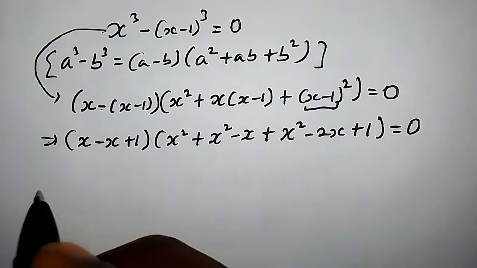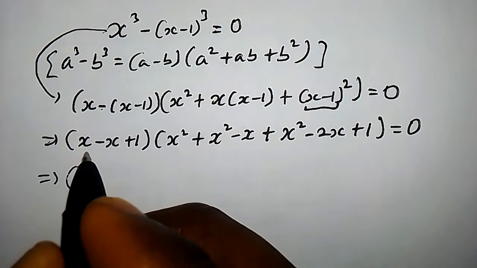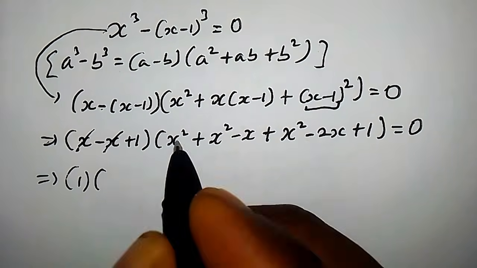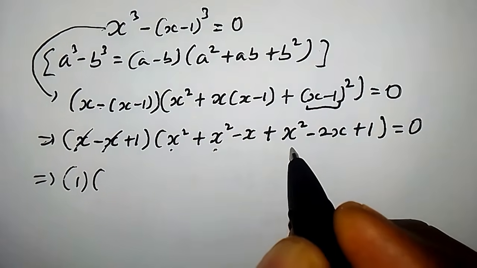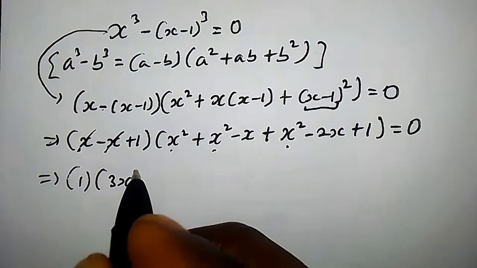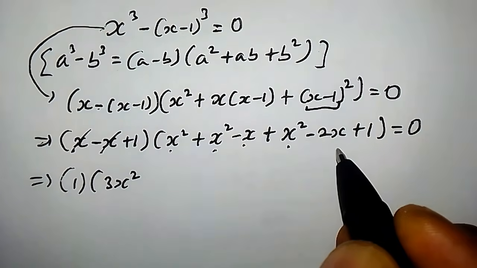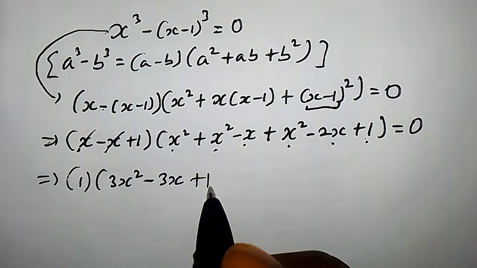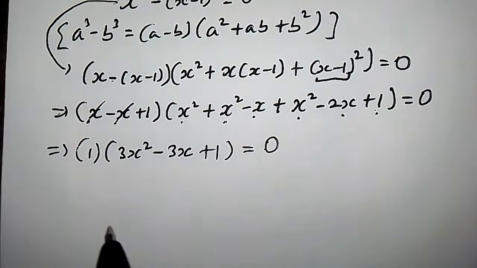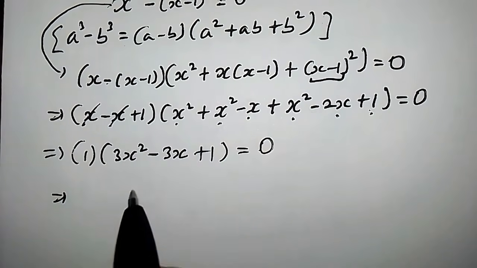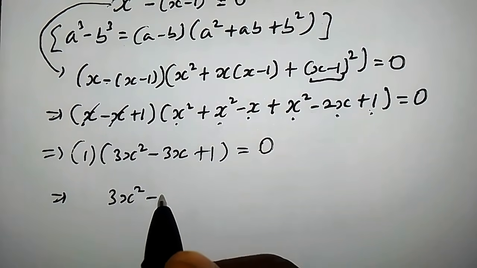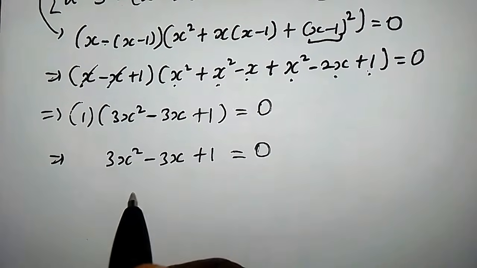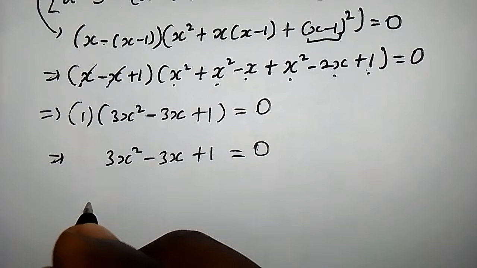Let's continue. This means that clearly x minus x, that goes, we are left with 1 times x square plus x square plus x square, that is 3x square, minus x minus 2x, that is minus 3x, plus 1 equal to 0. This implies that 1 times this, we have 3x square minus 3x plus 1 equal to 0. Let us solve this quadratic equation using quadratic formula.